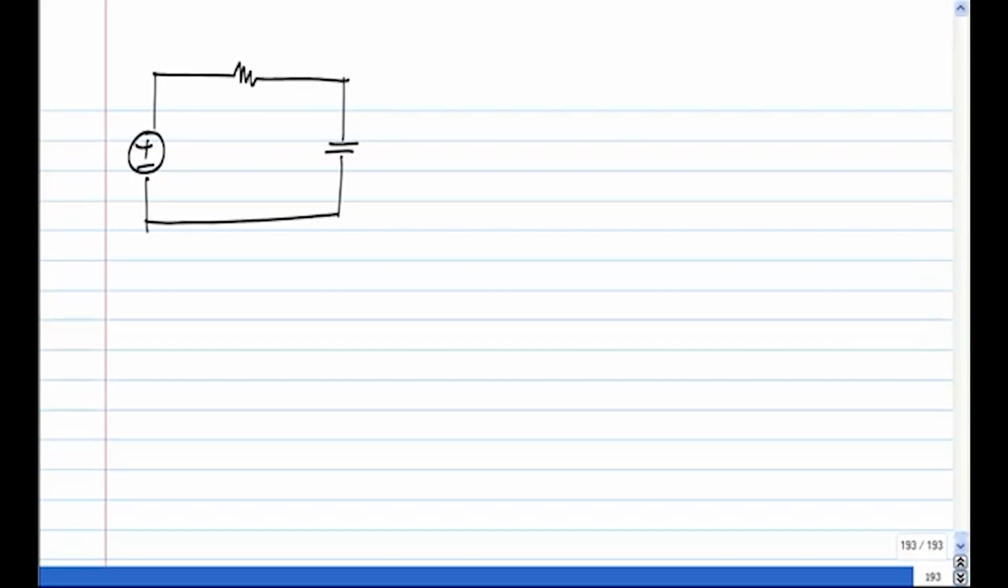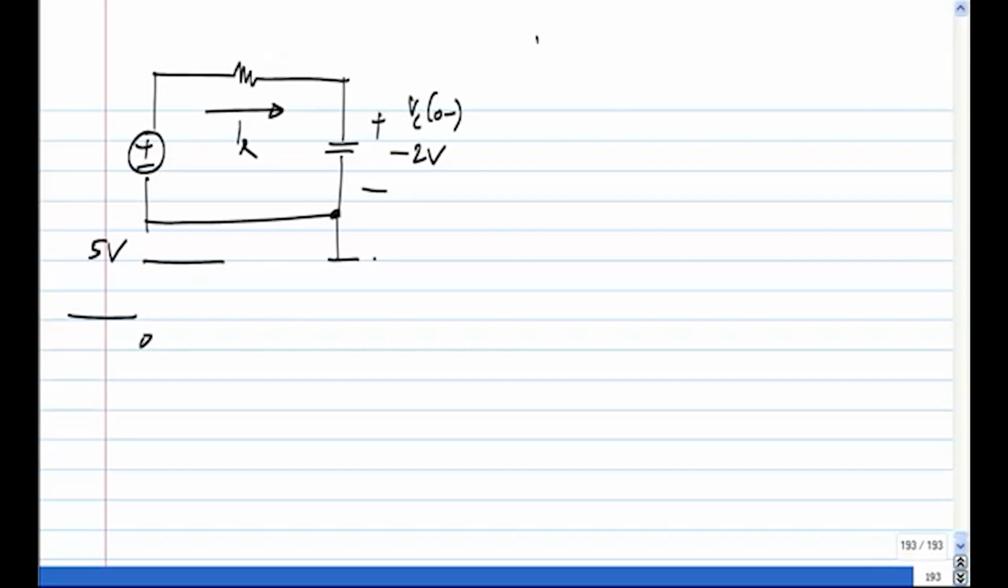So let's say this steps from 0 to 5 volts. And the initial condition on this is minus 2 volts. This is given. And what I am interested in is the current IR. So I want to write an equation for IR of t. So first of all, what is IR just before the step is applied? Let me say this is 1 kilo ohm. So what is it? It is plus 2 volts, so this is plus 2 milliamps.